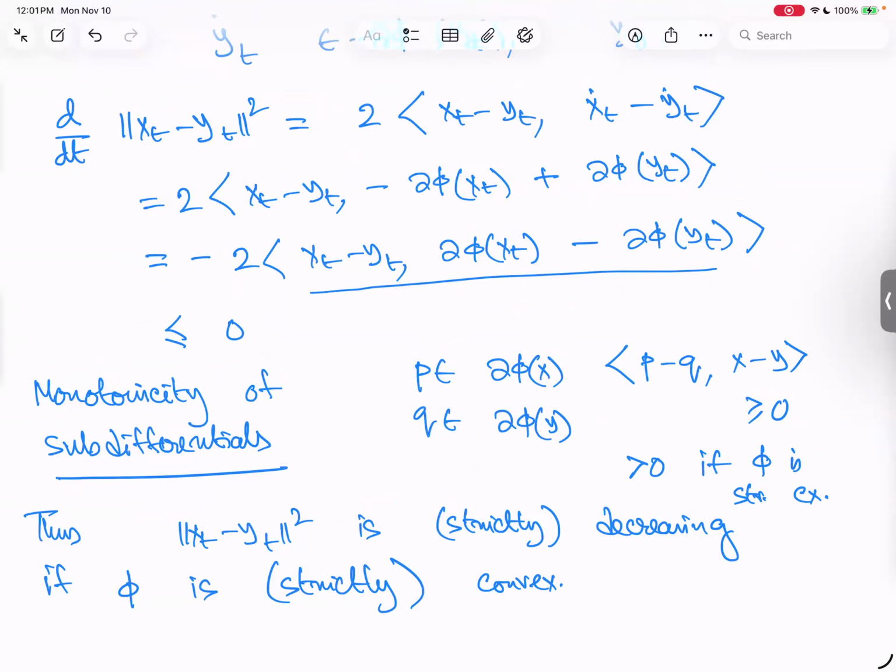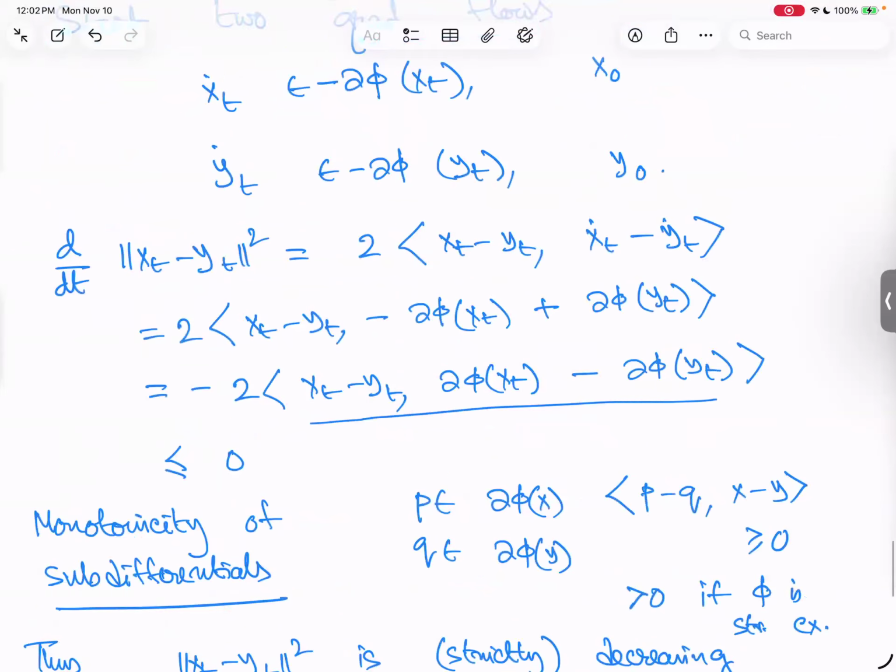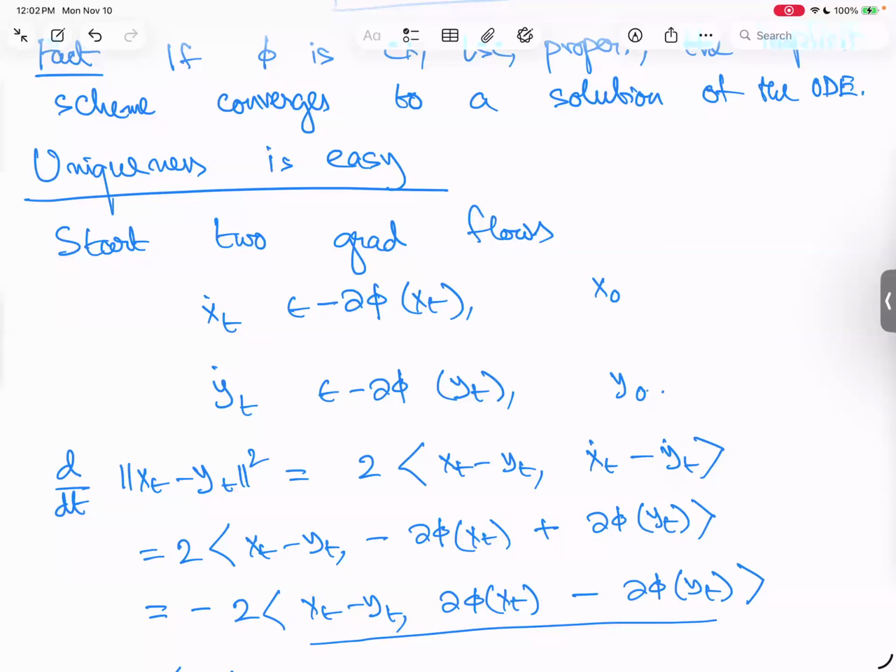Okay, now go back to uniqueness. I want to prove that the gradient flow curve is unique as long as the function phi is convex. How do I see uniqueness? I will take both x0 and y0 to be equal to each other. Then the norm square of x0 minus y0 is 0. Because the norm square of xt minus yt has to be less than or equal to that of x0 minus y0, it also remains 0 forever. And therefore, given an initial point, I have a unique curve.